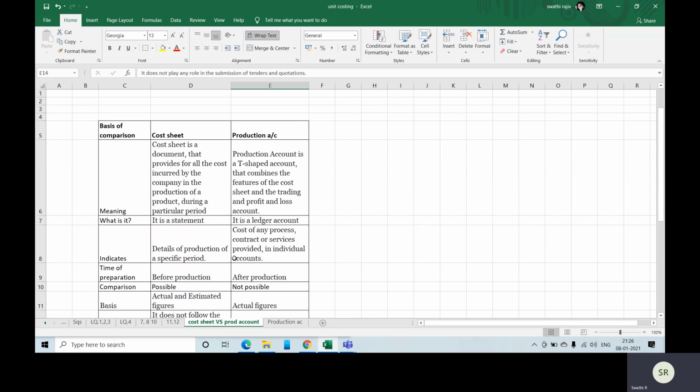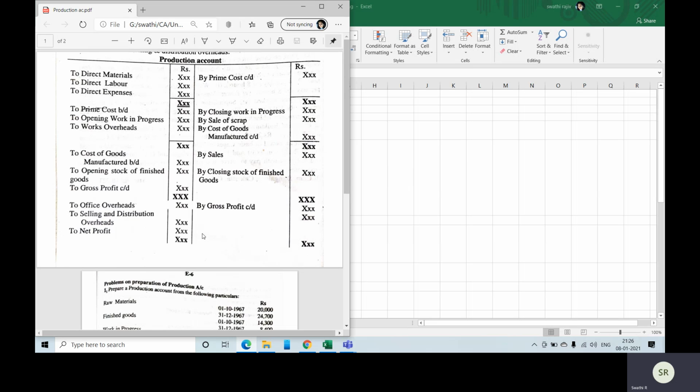So that is it about the differences. What we are going to do, like production cost sheet and production account, what I'm going to discuss right now is the proforma of it. There isn't actually a lot of difference between the two. So this is a proforma of production accountancy, or production account.